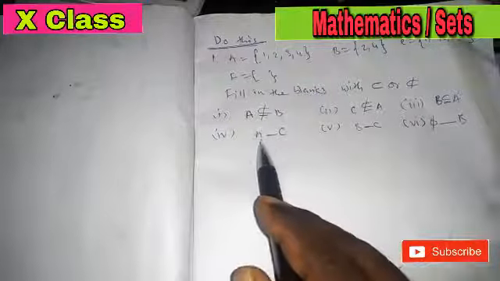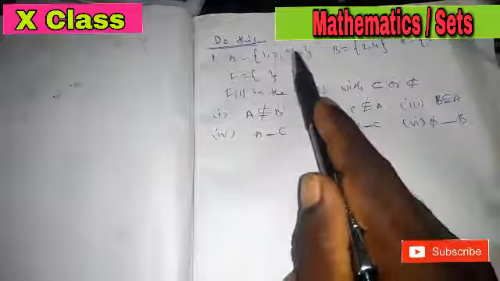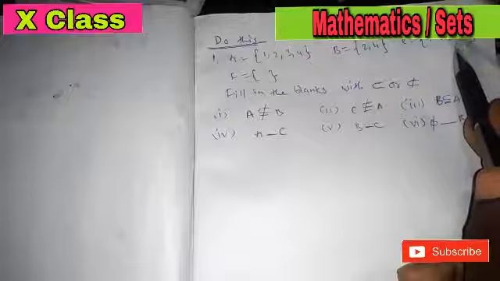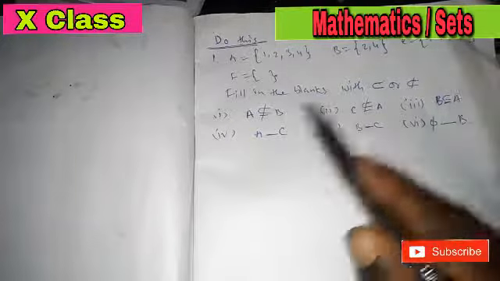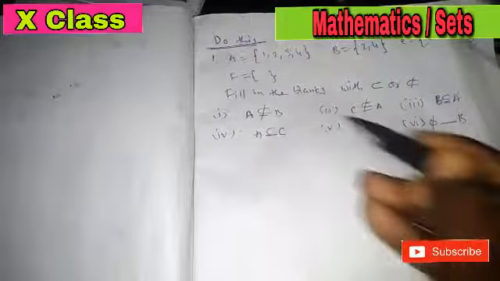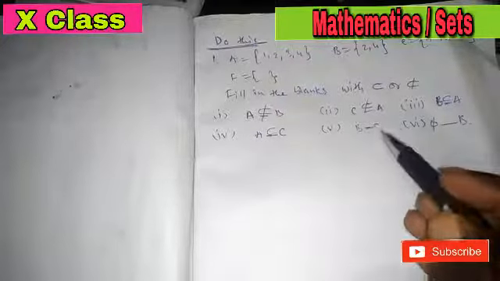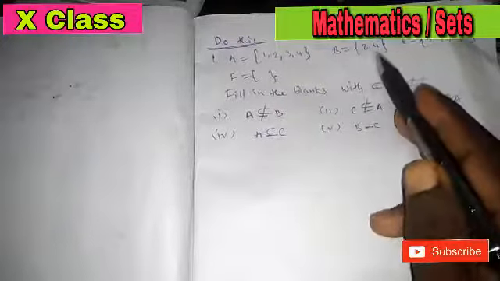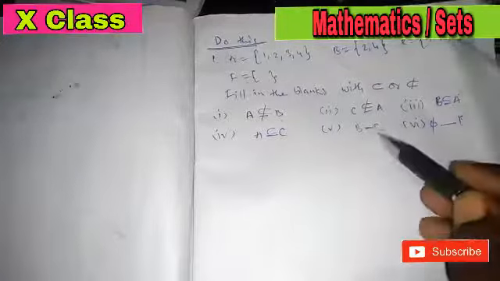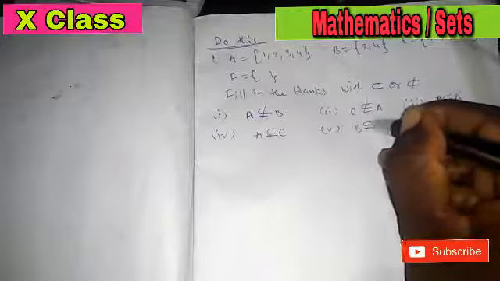Next, A dash C. A contains 1, 2, 3, 4 elements. The 4 elements are also present in C. So A is a subset of C. Understood? So B dash C. B has 2 and 4. These two elements are also present in C. So B is a subset of C. So I am going to write the subset symbol.